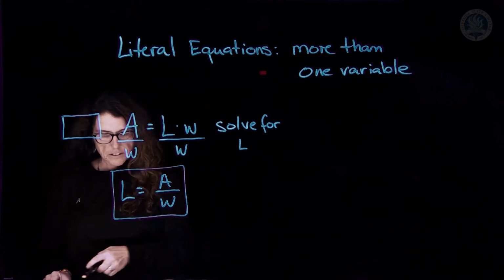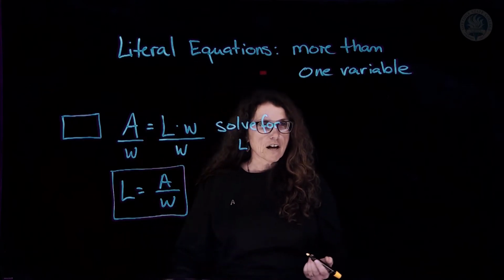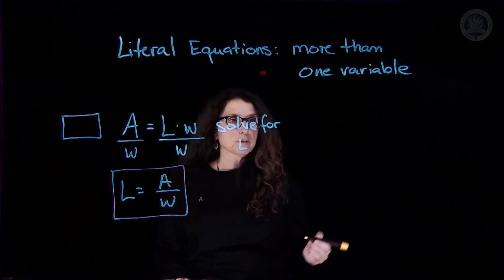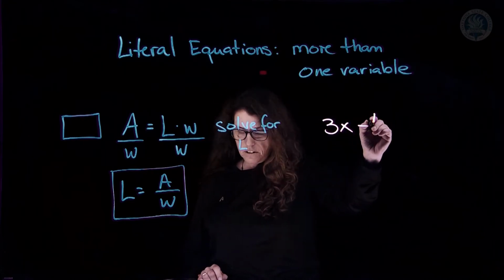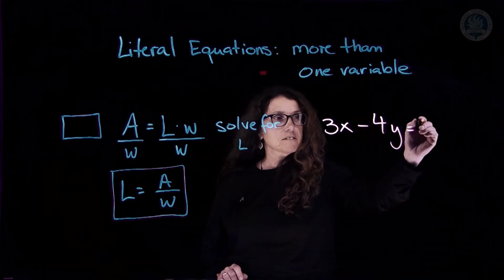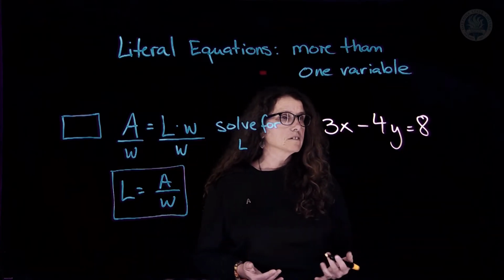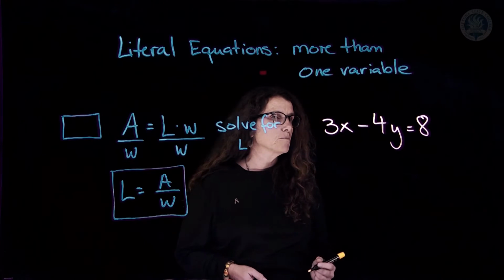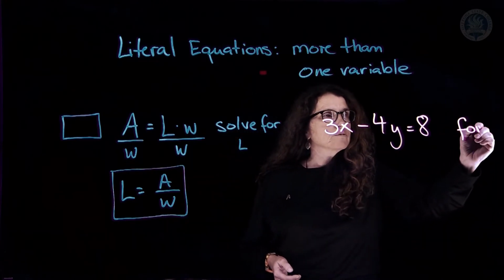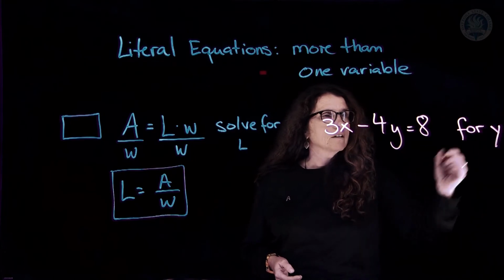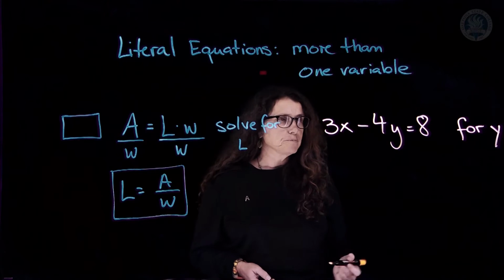Let's take a look at another one. You will see those when you are looking at graphing y equals mx plus b. So here I have 3x minus 4y equals 8. When you have to find the slope and the y-intercept, you will encounter these types of equations with two variables, and we want to solve for y. So isolate the y. You want to get y by itself.